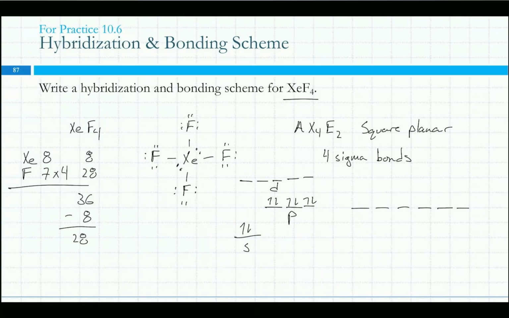How many s orbitals? 1 s. How many p orbitals? All 3. Then how many d orbitals? 2. So basically I would combine these all together, sp3d2. That's a total of 6 orbitals.